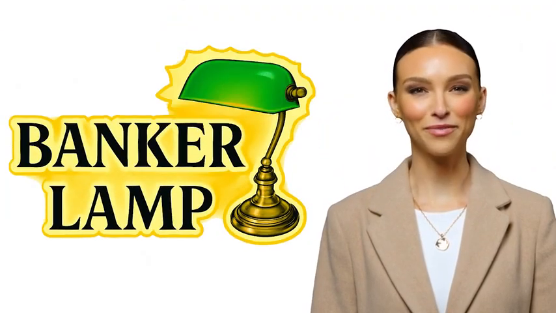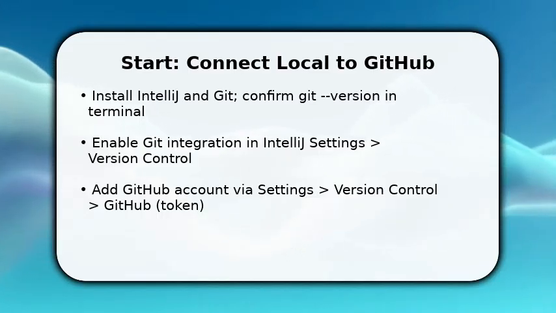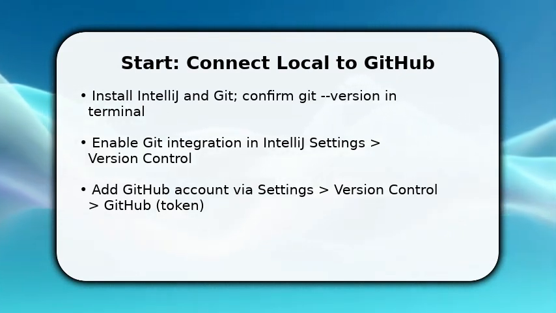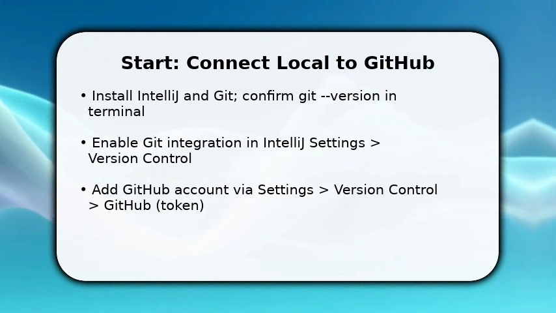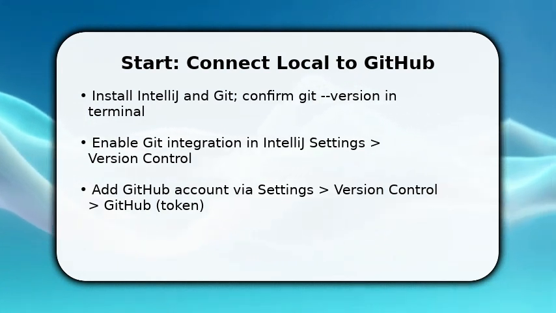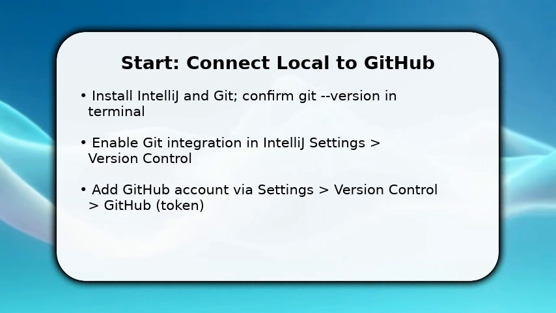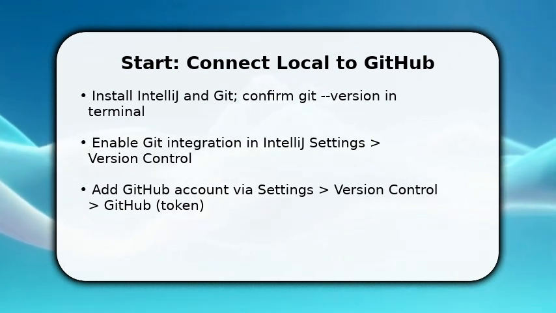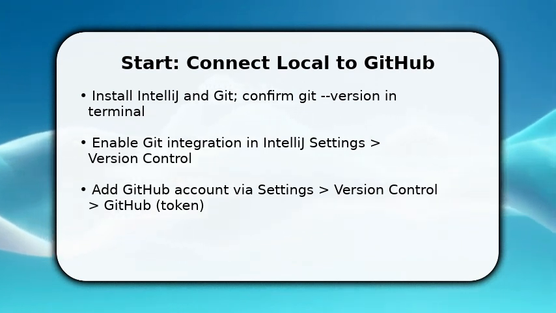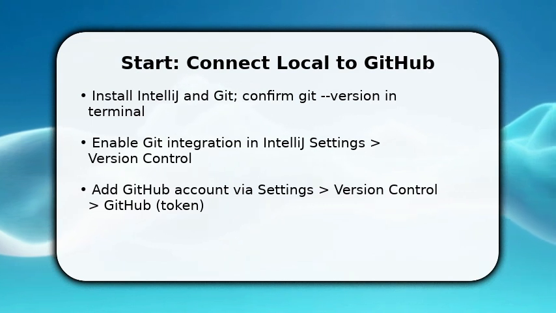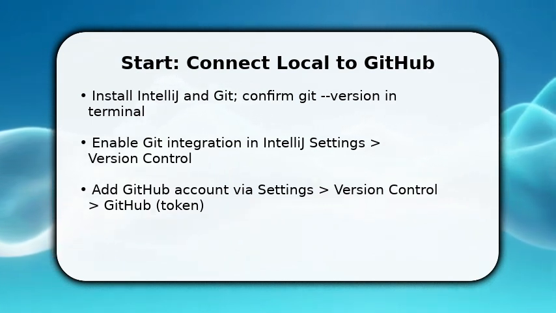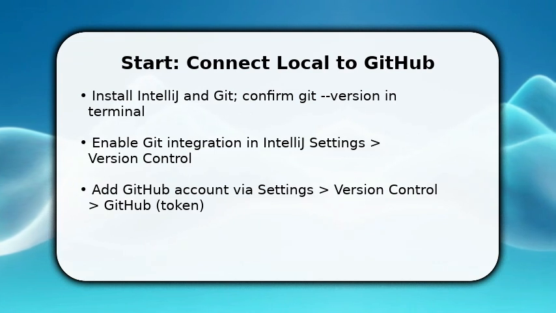Please enjoy the video. You will begin by linking your project to GitHub so commits flow smoothly. First, make sure Git is installed and IntelliJ recognizes it. Open Settings and set the Git executable path. Once done, add your GitHub account using a personal access token in Settings, Version Control, GitHub, so authentication uses HTTPS or SSH. Next, open or create the project you want to version.